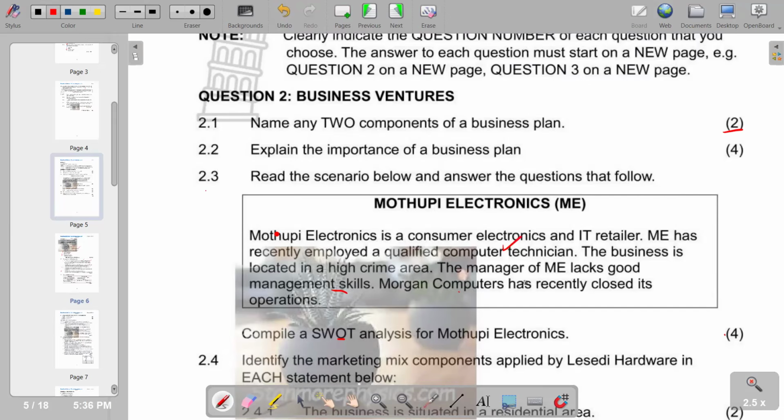If you check on this sentence, it reads the business is located in a high crime area. So this becomes a threat. Where the business is located, it's a threat. So this is exactly what we have in terms of our SWOT analysis.